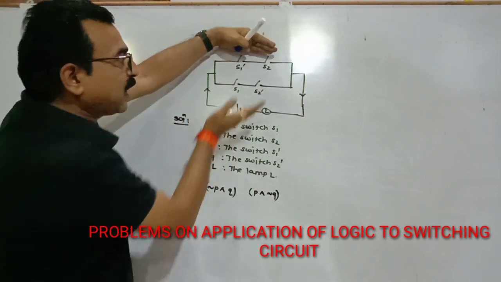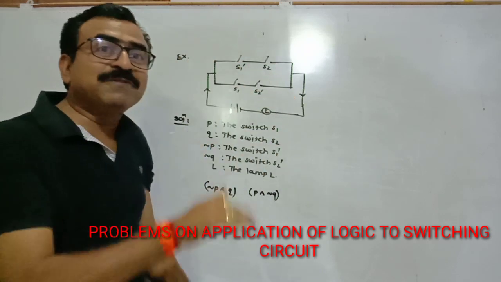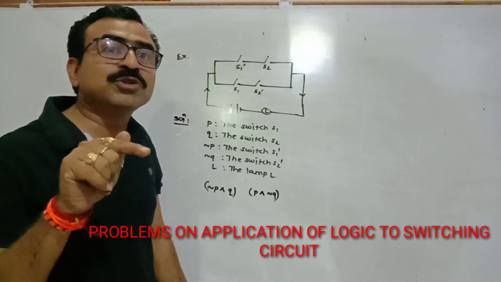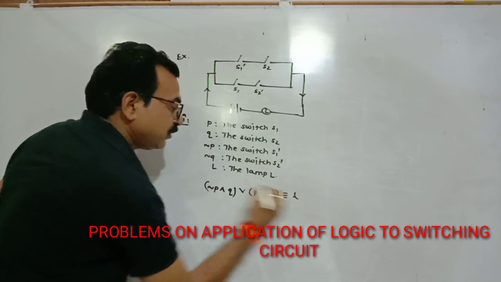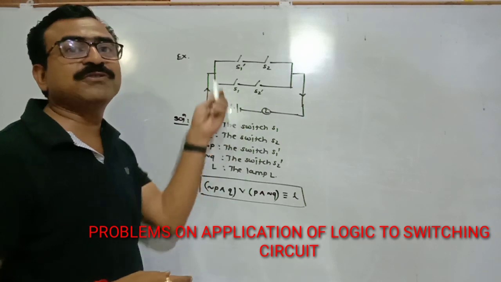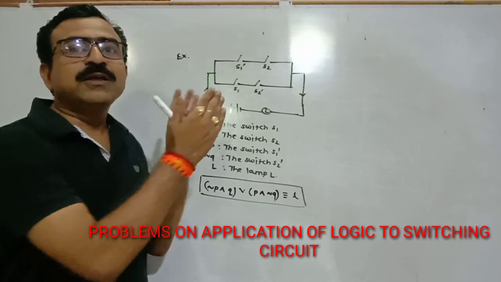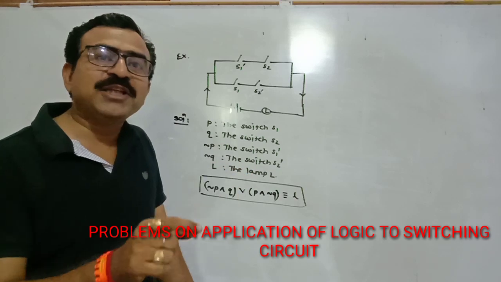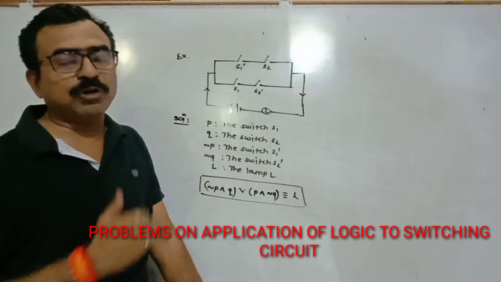Now check the topper line and bottom line. These 2 lines are present in parallel, and according to our previous knowledge, if the switches are present in parallel combination, then we have to use OR. So connect these 2 brackets by OR. Understood? This is the symbolic representation of the given switching circuit. Now we have to construct the input output table. Before constructing the input output table, initially construct the truth table, and after that convert it into the input output table.